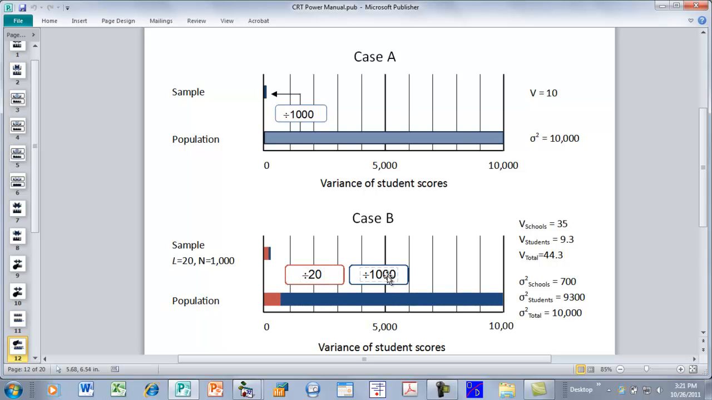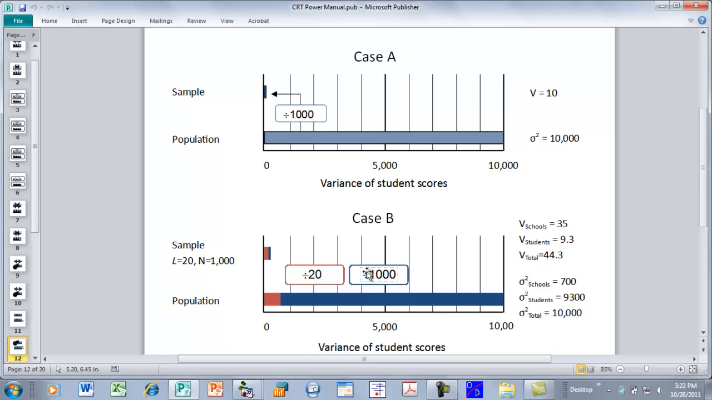By contrast, in case B, let's assume for the sake of argument that we're going to have 20 schools and a total of 1,000 students. The population variance for students within schools was 9,300. If we have 1,000 students, then the error variance in that sample of students within schools is going to be 9,300 divided by 1,000, 9.3, which is quite small. In fact, I've enlarged it over here so that we can see it on this scale. The population variance for schools had been 700. If we have 20 schools in the sample, we take 700 divided by 20, and the error variance for schools is 35. Again, I've enlarged that a little bit over here so that we can see it.